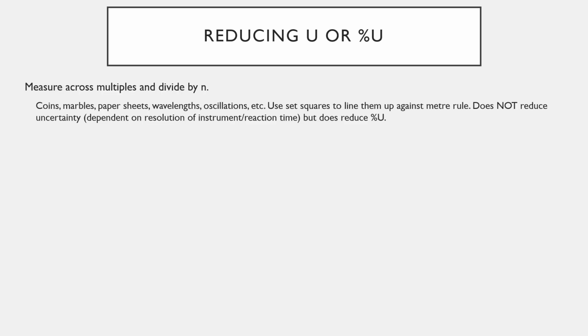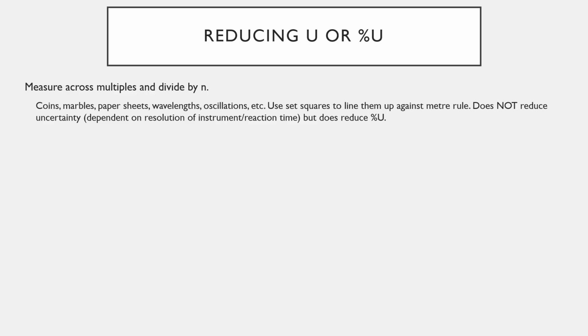How do we reduce the uncertainty or the percentage uncertainty? Percentage uncertainty first. So the percentage uncertainty is the uncertainty in your instrument divided by the measurement that you made. That's one way of doing it for single measurements. So if you're just measuring one thing, you're measuring the length of a wire, and you're using a meter rule to do that, the resolution of a meter rule is 1 millimeter.